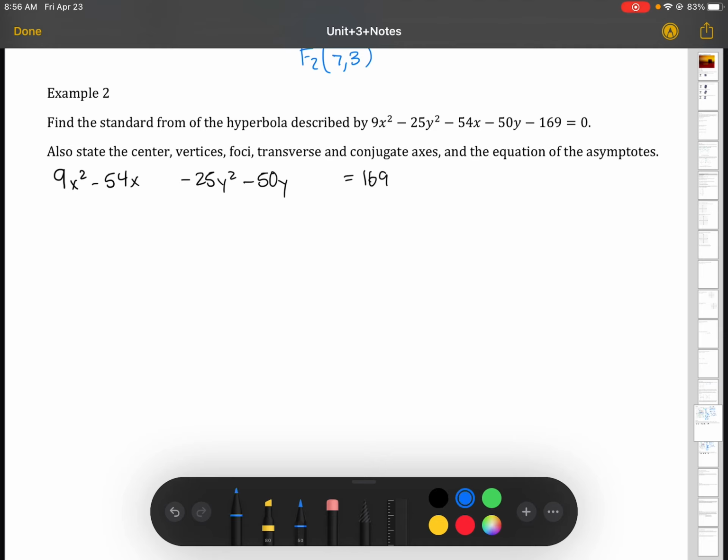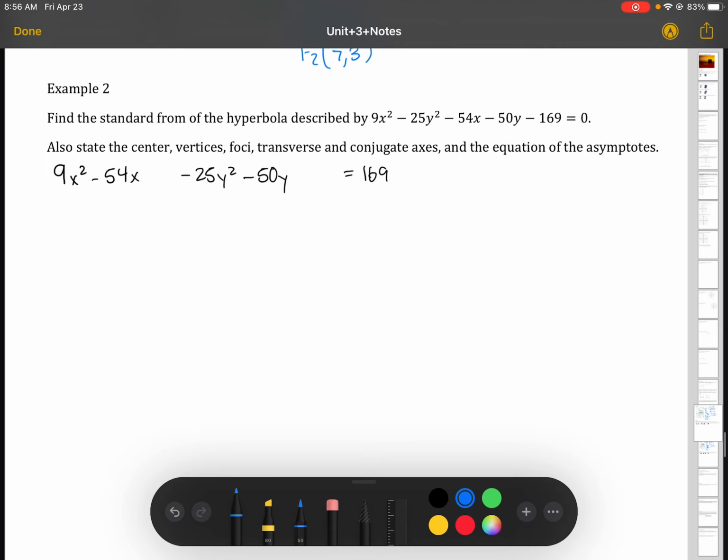So now we've done completing the square for every conic section, so we should be pretty good at this by now. So first we factor out a 9. We're going to get 9 times x squared minus 6x. So half of negative 6 is negative 3, and negative 3 squared is 9. So we're going to do plus 9. But we haven't added 9. Remember, we've added 9 times 9. So we've added 81. So we get 169 plus 81.